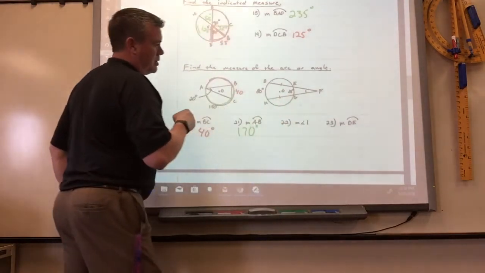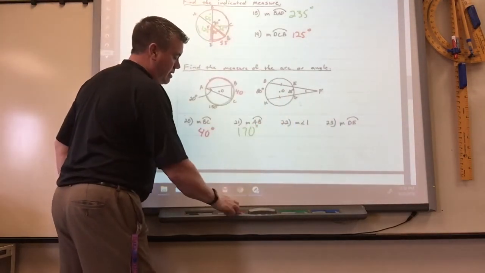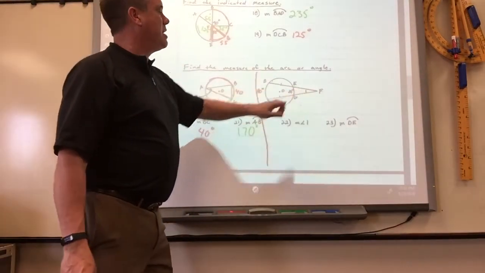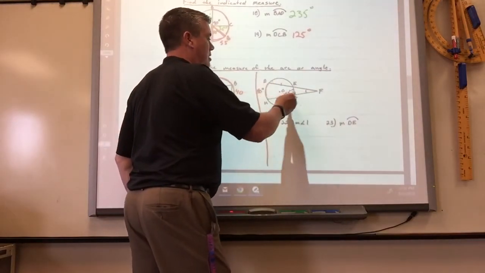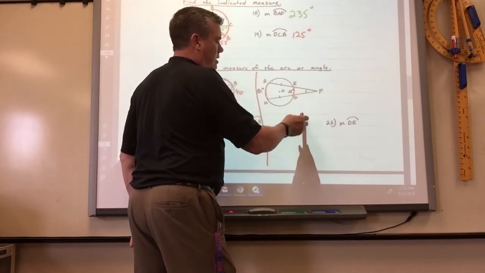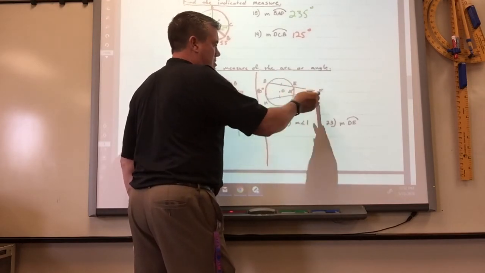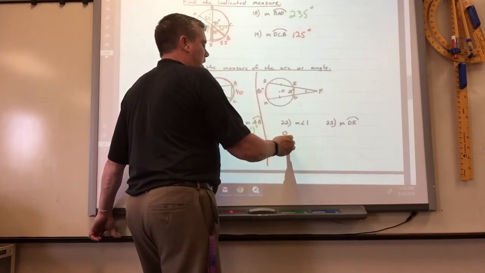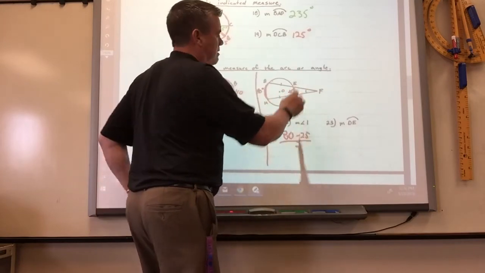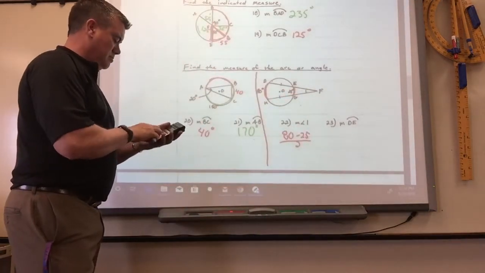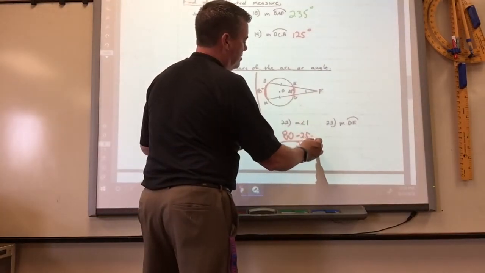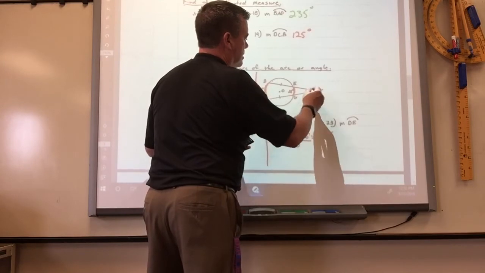Then these two are for this one. I should have put a line there. If you're finding an angle outside, you take the arc minus the arc and divide by 2. If it's inside you add, if it's outside you subtract. So it's 80 minus 25 divided by 2. The arc minus the arc divided by 2. And you get 27.5. So that's that.